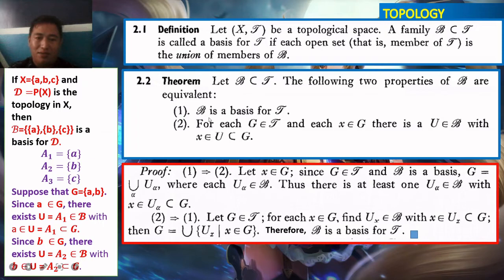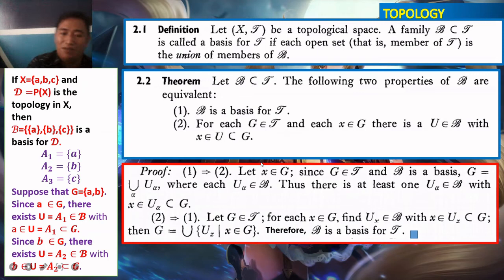Here we prove that 2 implies 1. Now we suppose G is an element of script T, or an element in tau, and X an element in G. We suppose part 2 holds, and we will show that script B is a basis. Since this is so, for each X element in G, we can find U X element in script B with X element in U X subset of G. This is true by our assumption. Okay, that is the assumption in number 2. Now show number 1.